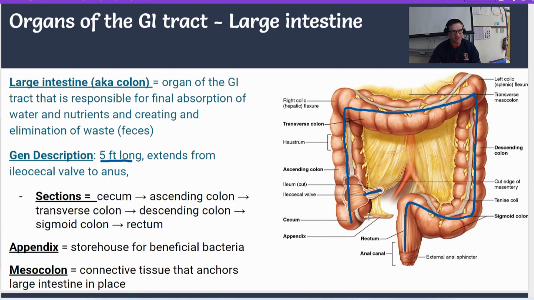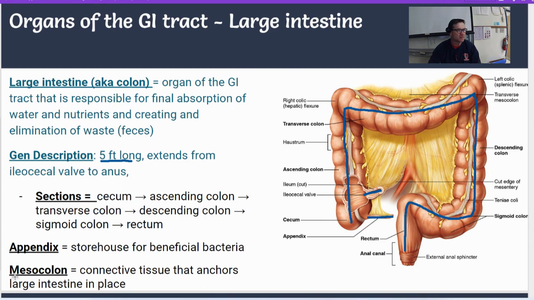You also have the appendix right here sticking off of the cecum. And it says it's a storehouse for beneficial bacteria. Is that true? It is. But there's beneficial bacteria all in here. So if you didn't have your appendix, you wouldn't even know it. So appendicitis, inflammation of the appendix, is fairly common. A lot of people have it removed.